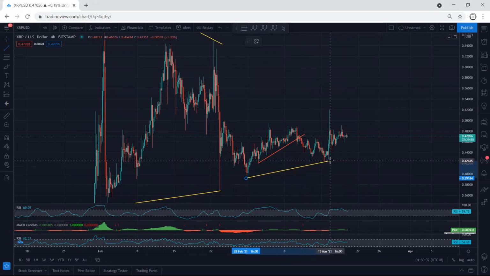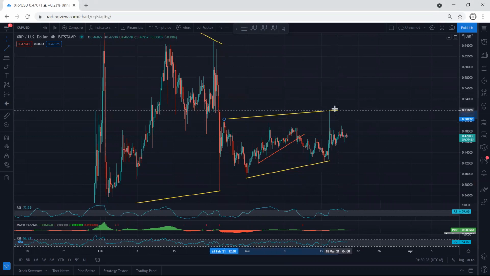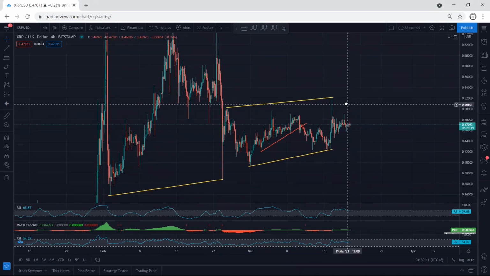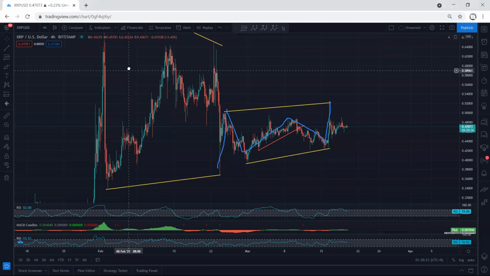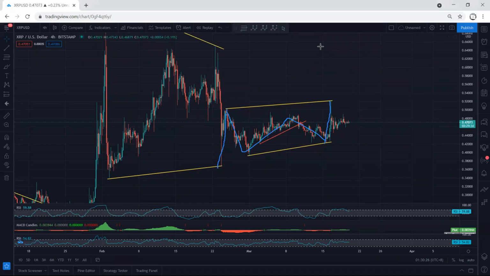This is the one, and this is the other one. We will have 1, 2, 3 as an internal correction in relative to this, and this is a full correction in relative to the first move. And this is what we're looking for.